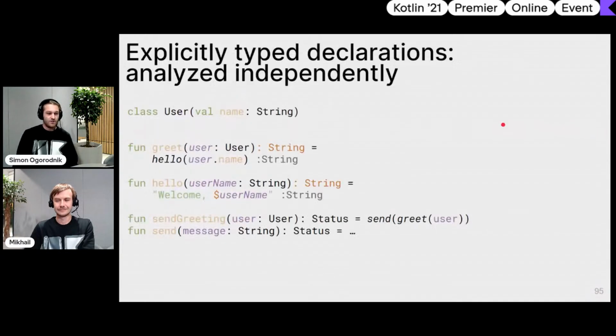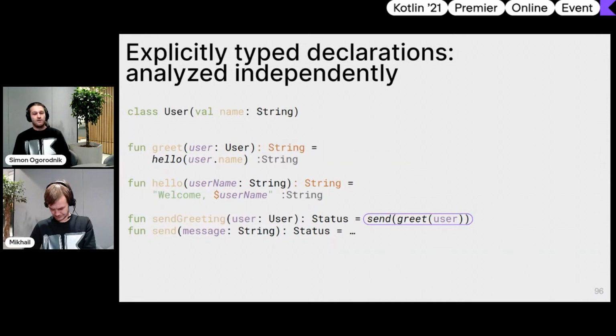After all implicitly typed declarations are analyzed, we can analyze all the explicitly typed declarations. Why? Because their bodies do not depend on bodies of other functions. So for example, here we want to analyze this call. As we already know the type for the greet function, we do not need to analyze the body of the greet function, so no jumps here. And as the type for the send function is typed out right here, we can just not analyze its body and already analyze the body for the function send greeting. And it means that all of those functions can be analyzed independently, opening the possibility for multi-threaded analysis. Because body analysis is one of the longest parts of the whole compiler runtime, it will allow us to improve performance even more.